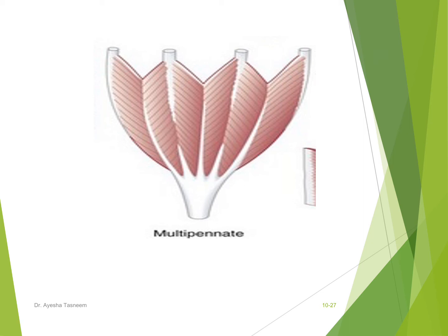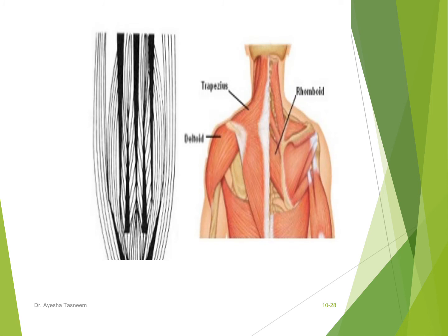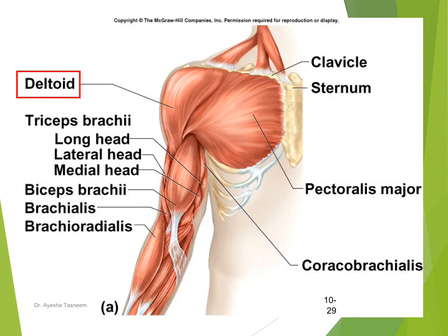You can see here the light area shown in the bottom is the area of insertion basically, and all the feathers or quills or the fibers are inserting into this. The best example is the deltoid muscle. That is not very clear here. Here you can see this is a deltoid muscle.